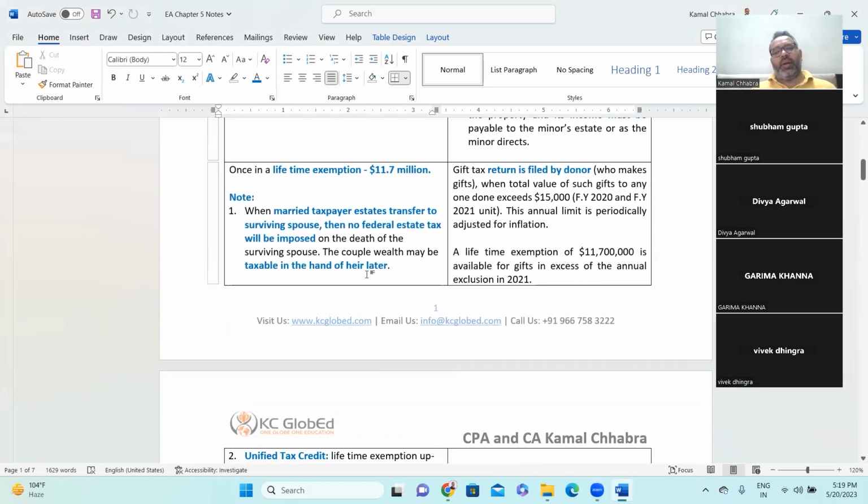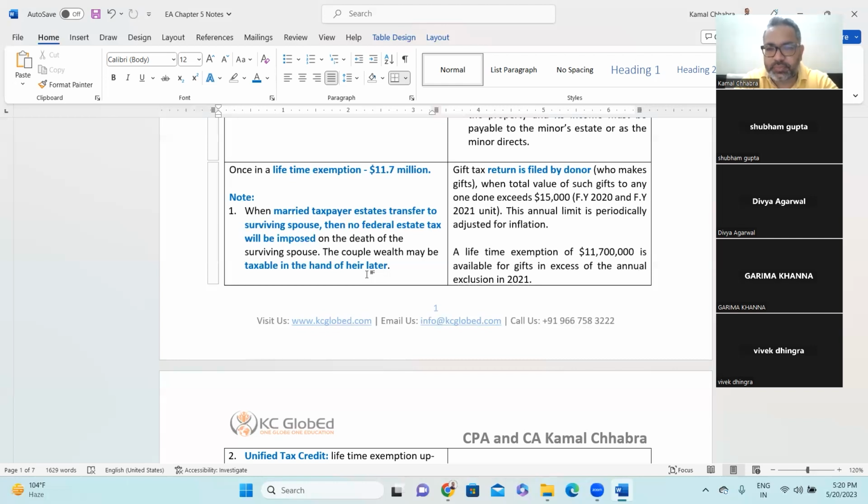In the exemption part, for estate tax, that is once in a lifetime, is available up to $11.7 million. Right? For example, if any individual's grandfather passed away and he has signed the will and given all his property in the name of the grandson, and let's assume the total property value is $15 million. So in that $15 million, $11.7 million is exempt. Only for the remaining $3.3 million, he or she needs to pay taxes. Make sense?